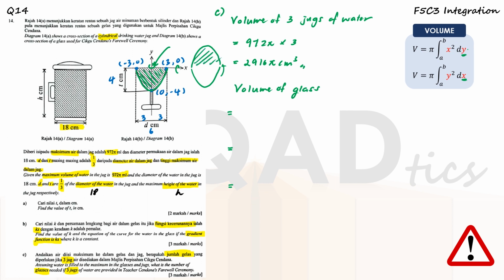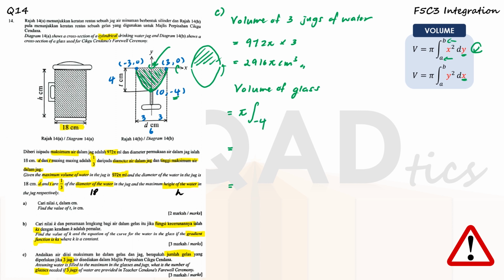So here we will just use dy, or rotate around the y-axis. Let's use this. So pi, then we have an integral here. For the limits, since we are using the y-axis, let's find the lowest y value. It's this point, which is negative 4.